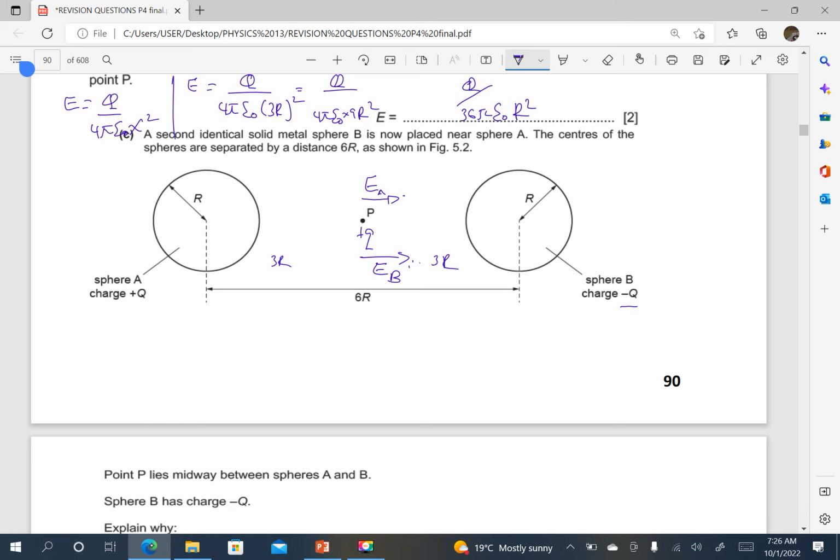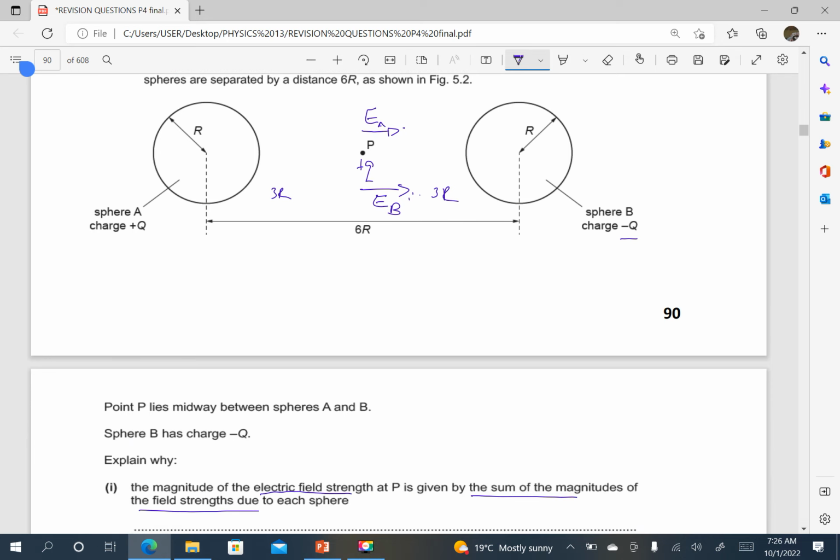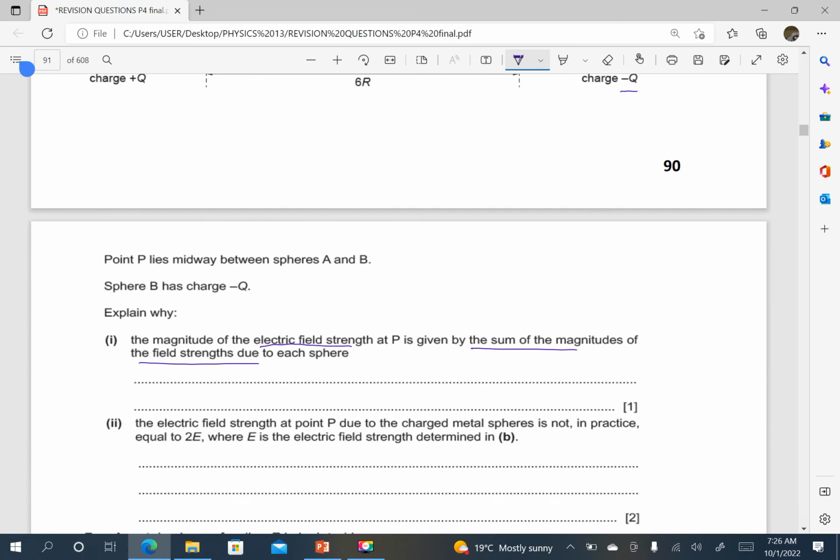So you notice that these are in the same direction. Therefore, to find the resultant electric field strength on a positive charge at P, it will be simply the sum because the electric fields are in the same direction. Therefore, we shall simply say that fields due to each sphere are in the same direction.